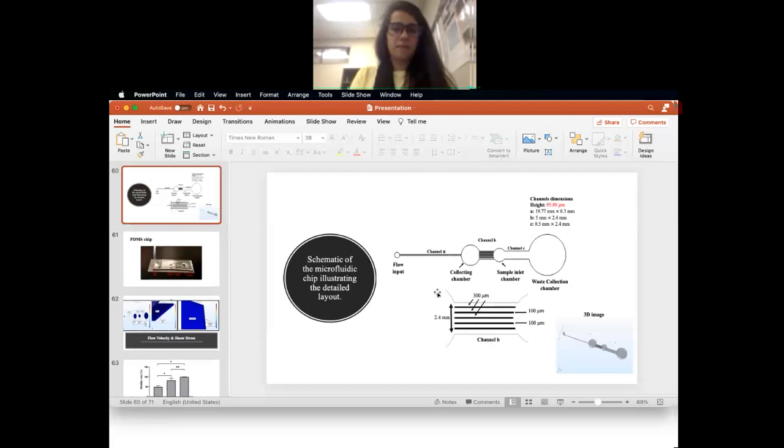So as you can see, this is the schematic of the microfluidic chip. It contained four different chambers, right? I'm sorry, I forgot to specify that. So the four chambers: the first one is a flow input chamber, where a small amount of fluid is introduced, which flows from the flow input chamber towards the collecting chamber. And when the sample is introduced in the sample inlet chamber, as you can see here, the sperm cells will swim against the flow and will start collecting in the collecting chamber. All right, makes sense.